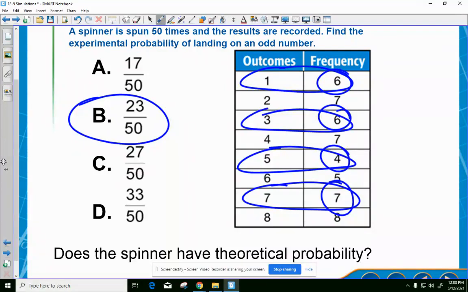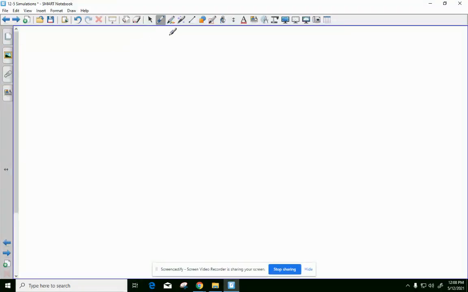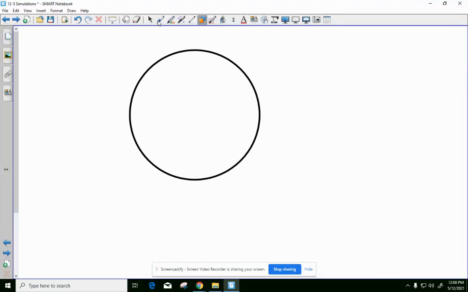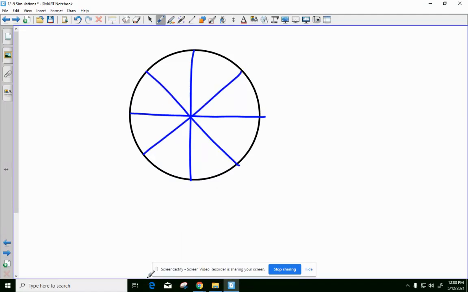So if I can't tell you what the spinner looks like, I can't see it, then I can't make a claim about whether or not it has theoretical probability. Does that make sense? So since I can't draw, if I take that as my circle and I split my spinner to look like this, did I just do a nice job right there.